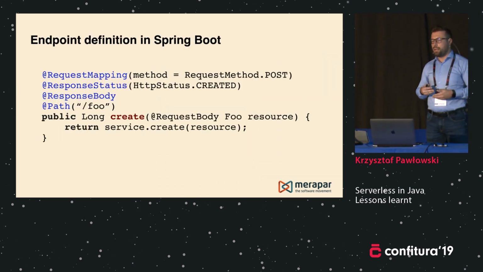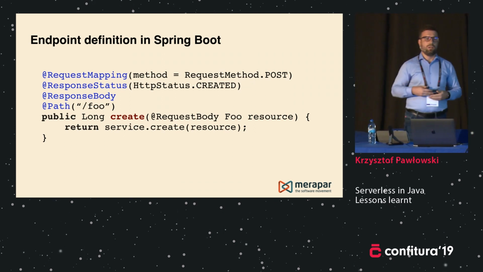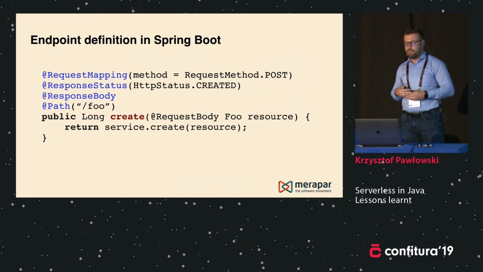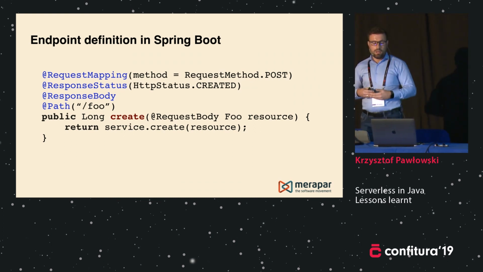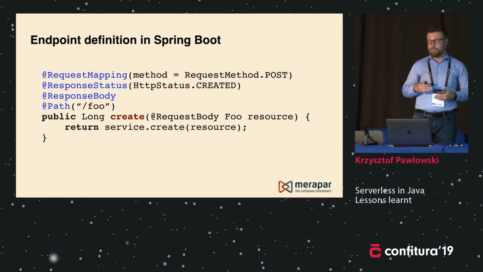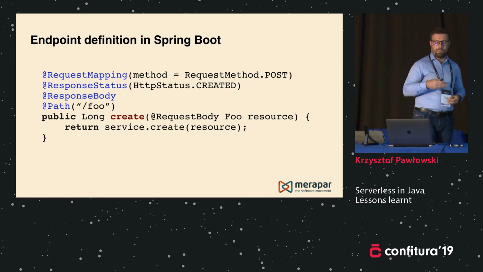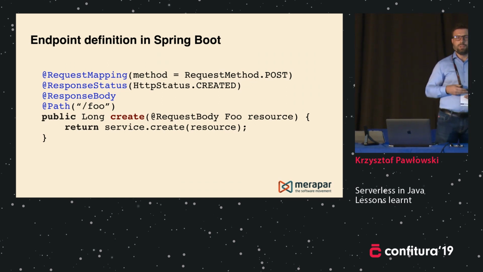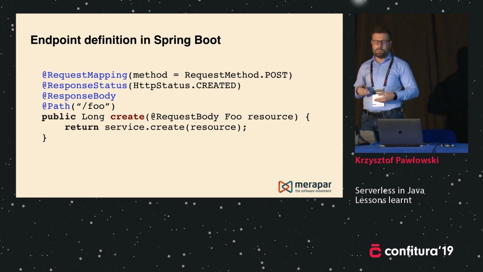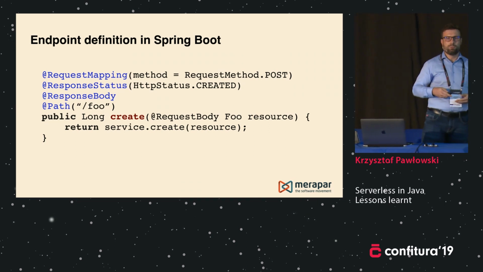To explain this, let's have a look at the endpoint definition in a Spring Boot application. I guess that most of you use Spring Boot or Spring or other web application frameworks in Java, and they are more or less the same. So here we can see that we have annotations saying that this will be the post request, that the response status will be created. We have also response body, which in this case is simply a long value. And we have also path defined in the code. And then there is a body of the method, and we can see what it does. In this case, it's creating just one resource.